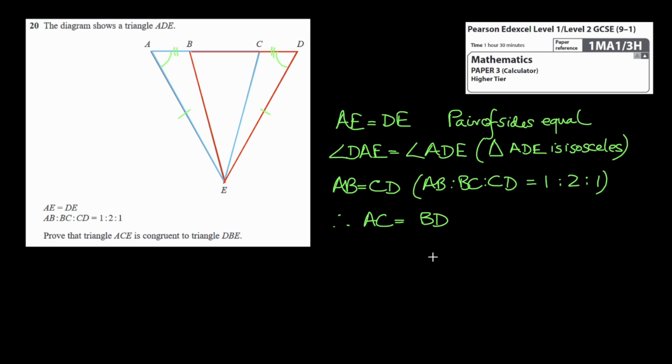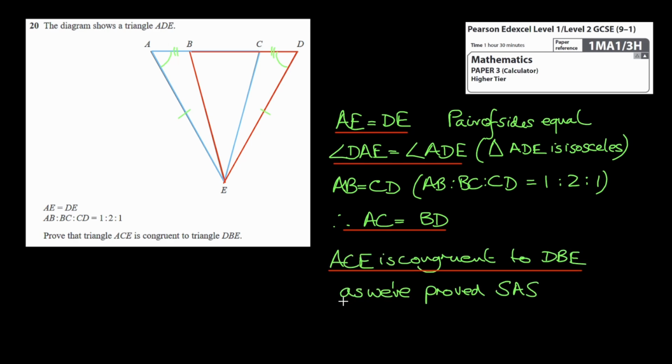So our three results, this is a side relationship, this is an angle relationship, and this is a side relationship. So ACE is congruent to DBE, as we have an SAS relationship between the sides and the angles of those two triangles. And there you are.